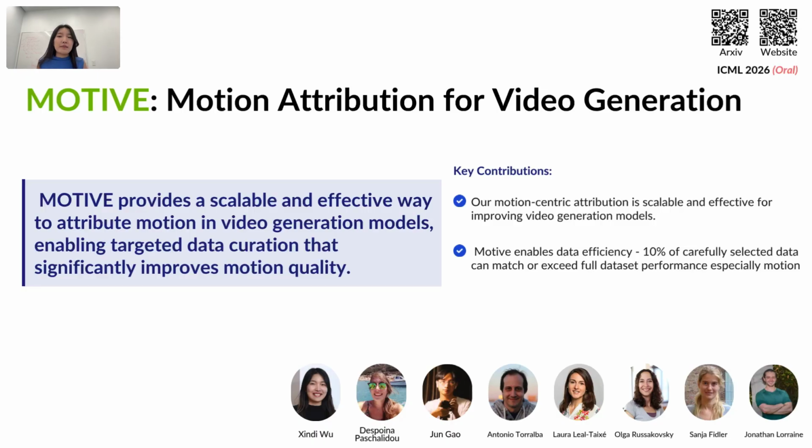To summarize, Motive is the first framework for motion-centric data attribution in video generation models. It provides scalable influence scores that isolate temporal dynamics from static appearance. Using Motive, we can curate data subsets that significantly improve motion quality.